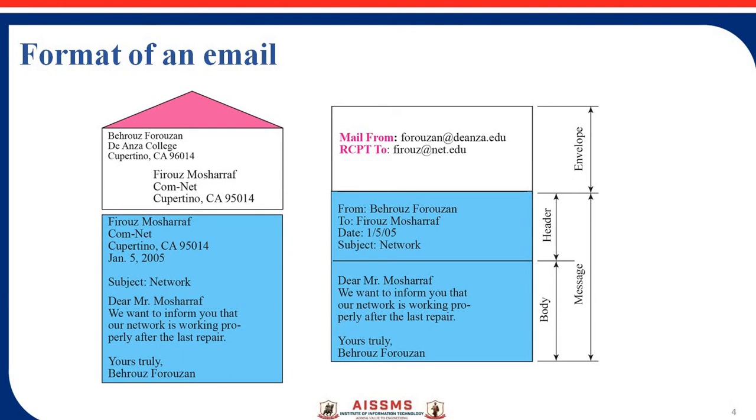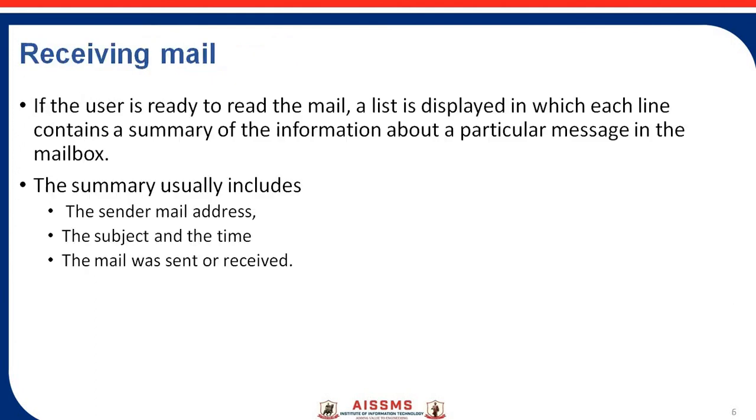This is the format of an email. Now we will see receiving mail. If the user is ready to read the mail, a list is displayed in which each line contains a summary of information about a particular message in the mailbox. The user agent is triggered by the user. If the user has a mail, the user agent informs the user with a notice. The summary usually includes the sender's mail address, the subject and the time the mail was sent or received.